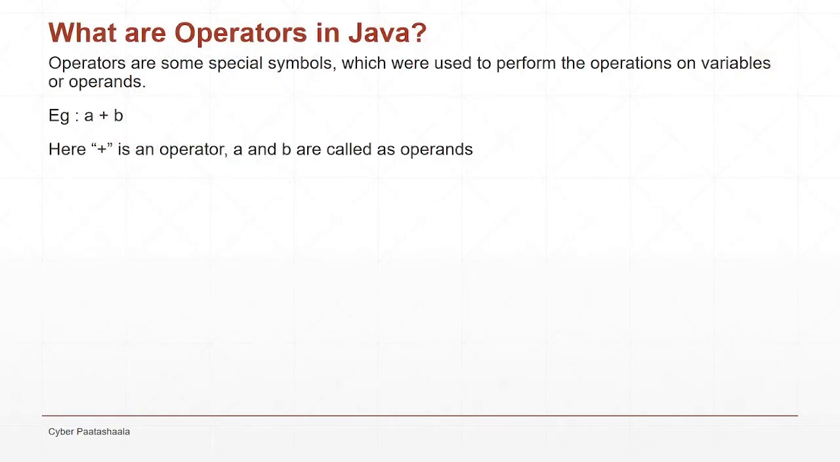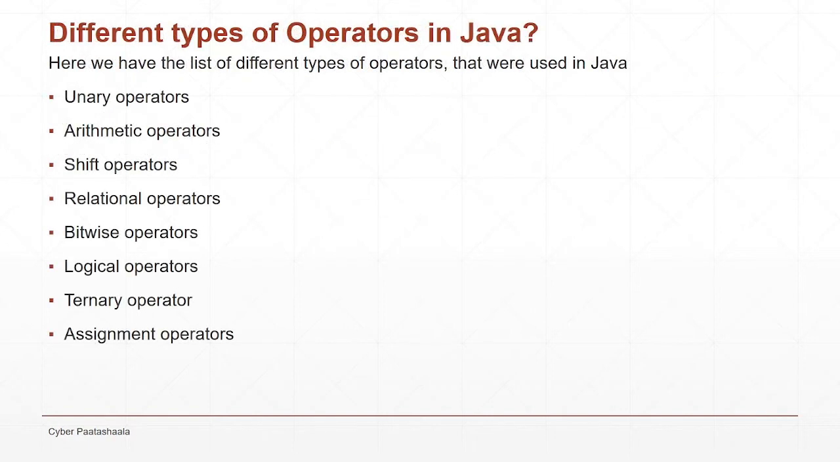Let us start with what operators in Java are. Operators are special symbols which are used to perform operations on given variables or operands. Here we have an example, a plus b. Here the plus is an operator, and a and b are called operands. These are the different types of operators we have in Java: unary operators, arithmetic operators, shift operators, relational operators, bitwise operators, logical operators, ternary operator, and assignment operators.